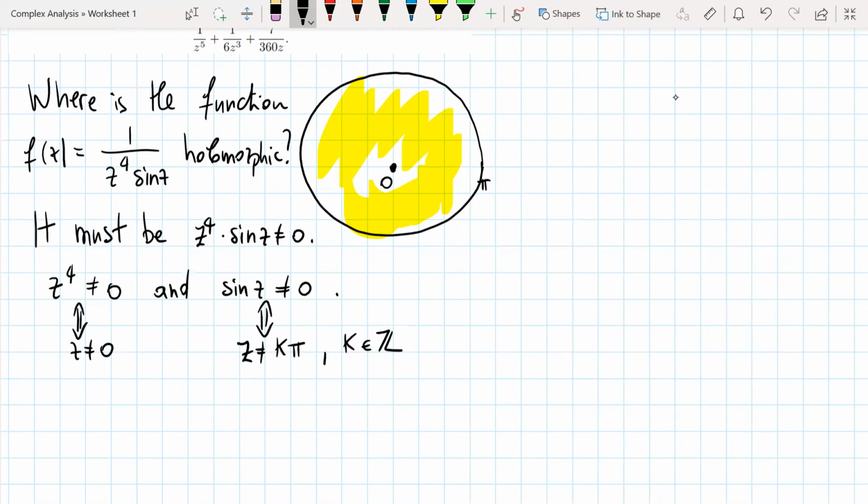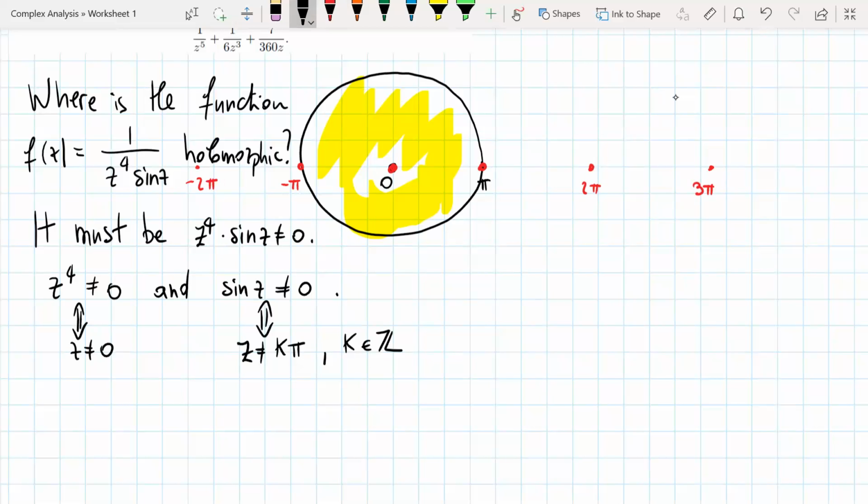So we see that the problematic points are 0 here. Let me do them in red. Then there is pi, then here 2 pi, and so on, 3 pi here. And then we have minus pi, minus 2 pi, and so on on this other side. So shortly, this annulus is a set where the function f is holomorphic.